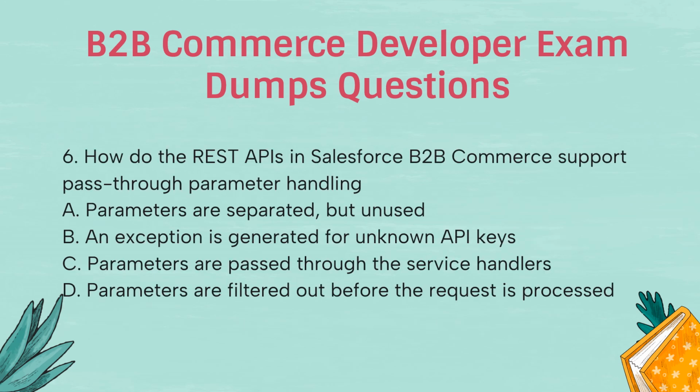6. How do the REST APIs in Salesforce B2B Commerce support pass-through parameter handling? A. Parameters are separated, but unused. B. An exception is generated for unknown API keys. C. Parameters are passed through the service handlers. D. Parameters are filtered out before the request is processed.